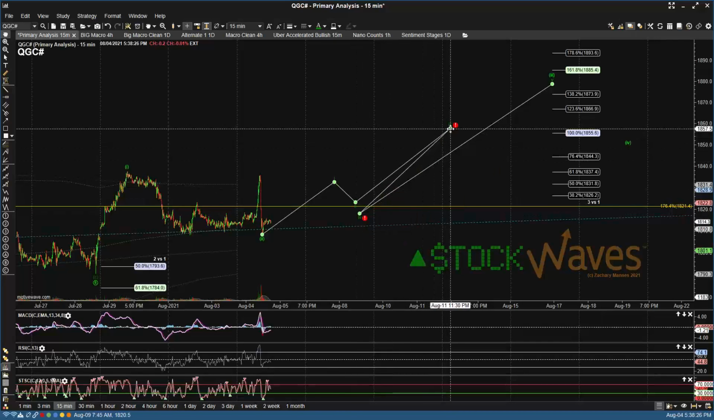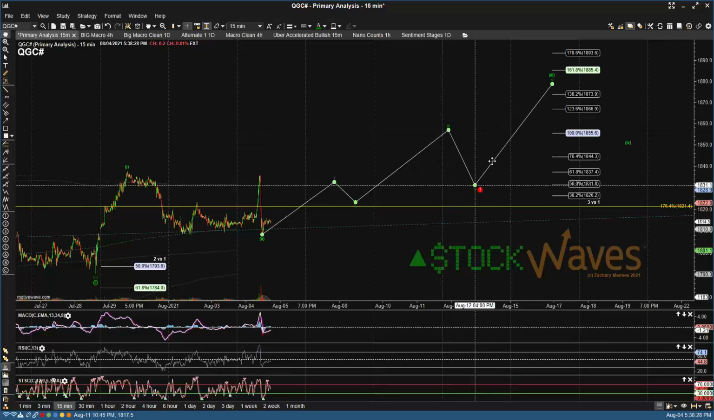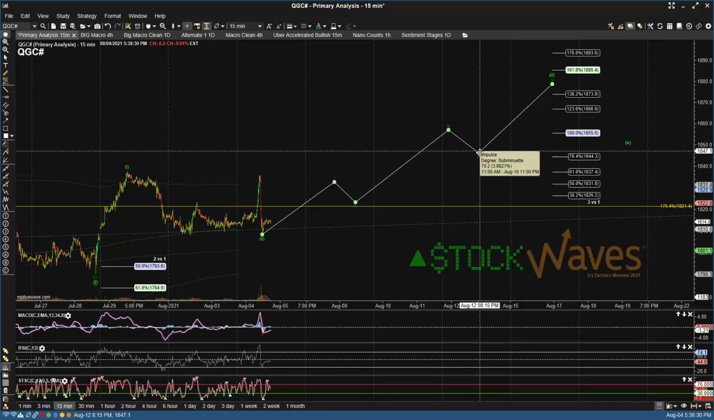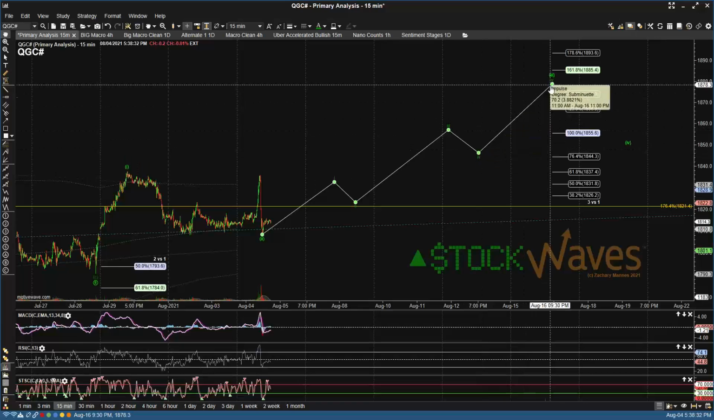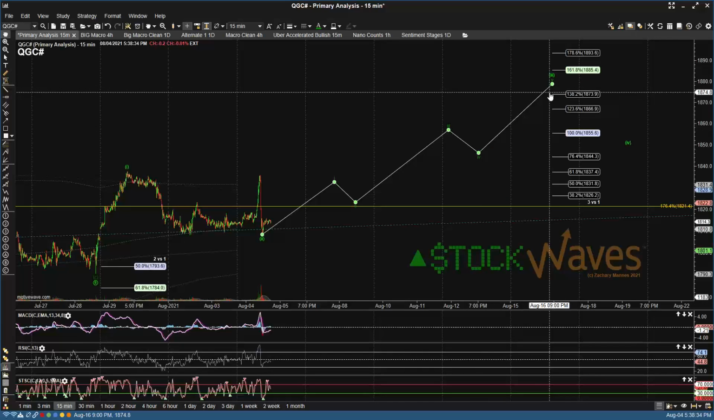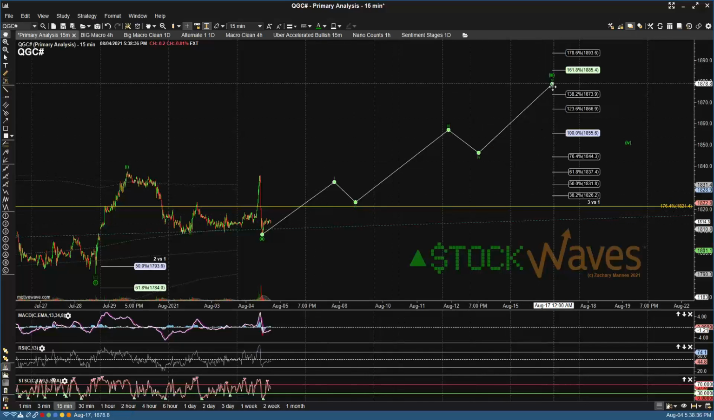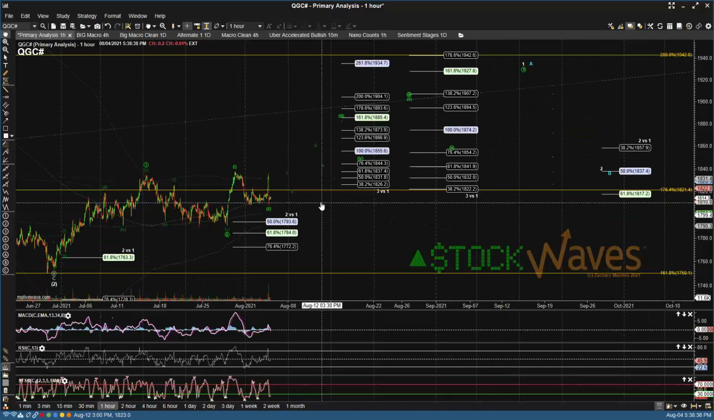And then this third should take us to about 1855. Fourth wave should hold 1845 region and then take it on up towards 1874. That would be the ideal path for the green wave 3.